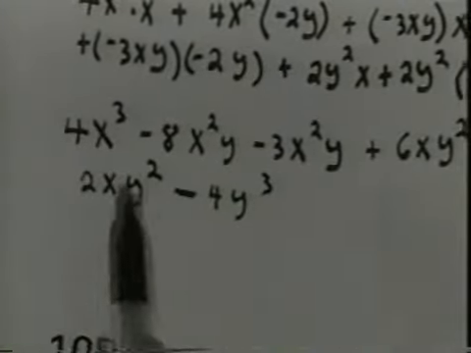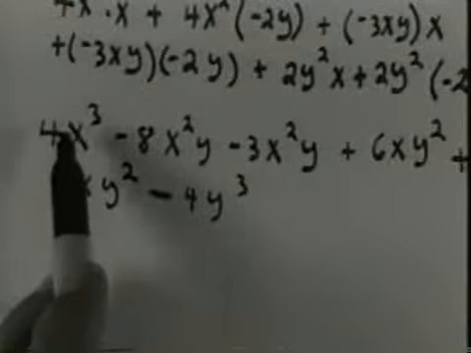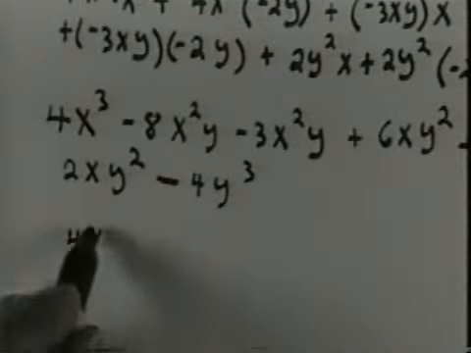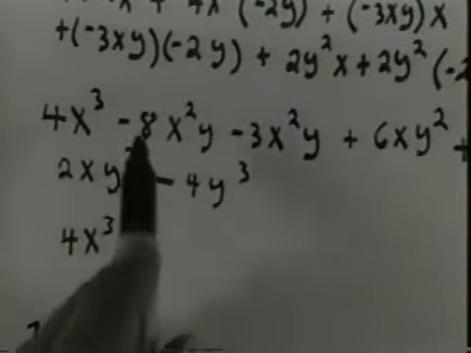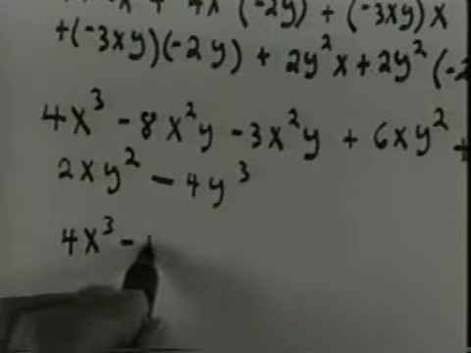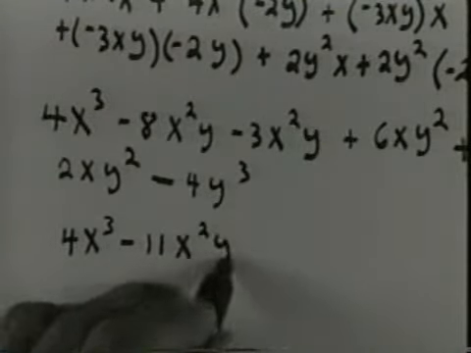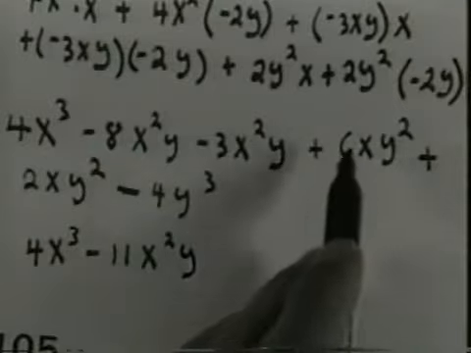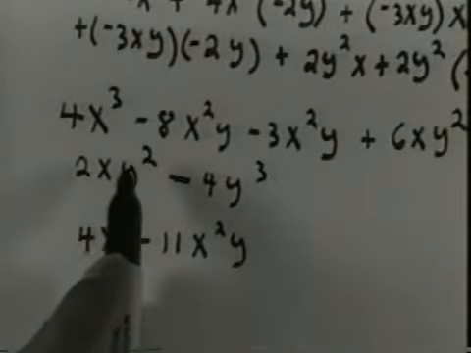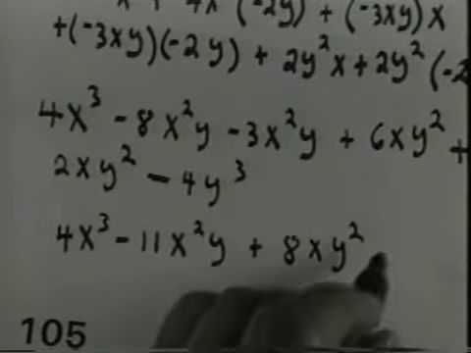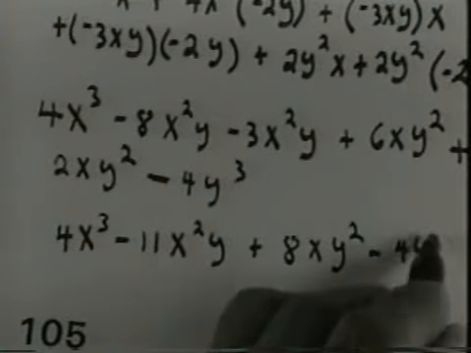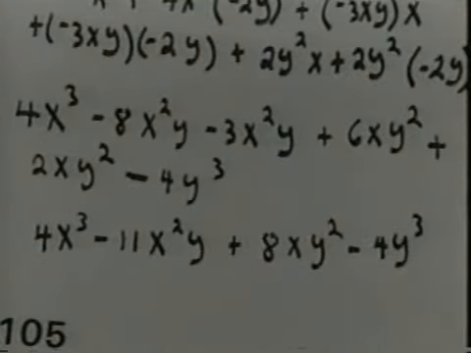Now we need to combine like terms. I have 4x cubed. I have 2 terms involving x squared y. A negative 8 plus a negative 3 is a negative 11x squared y. I have 6xy squared and a positive 2xy squared, so that's going to leave me with 8xy squared. And I only have one y cubed term, so it would be a minus 4y cubed. The last step is just combining like terms.